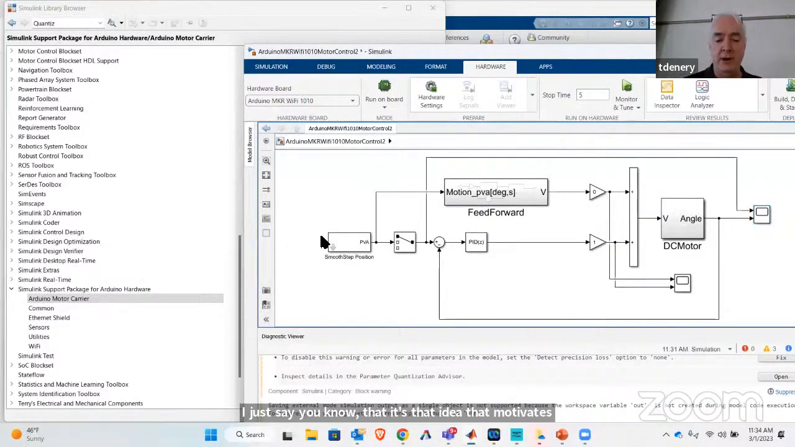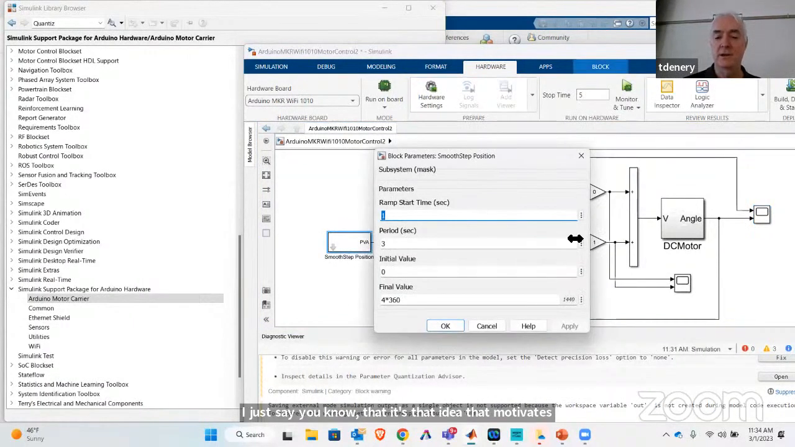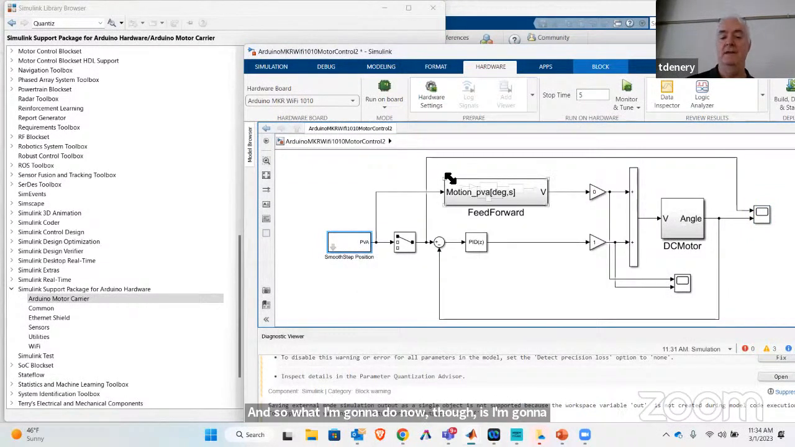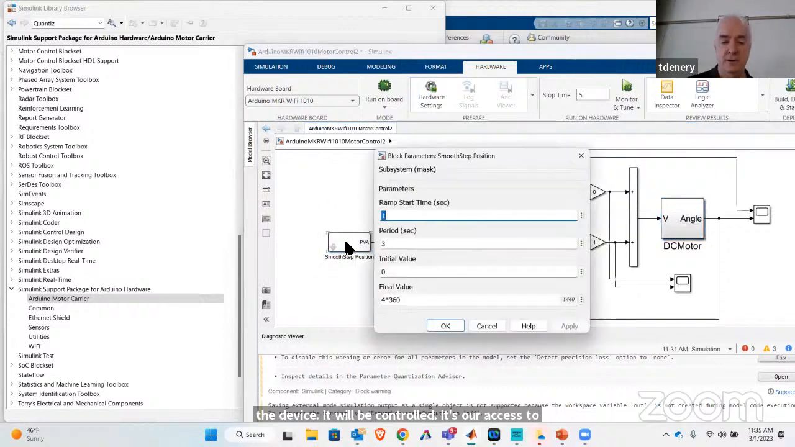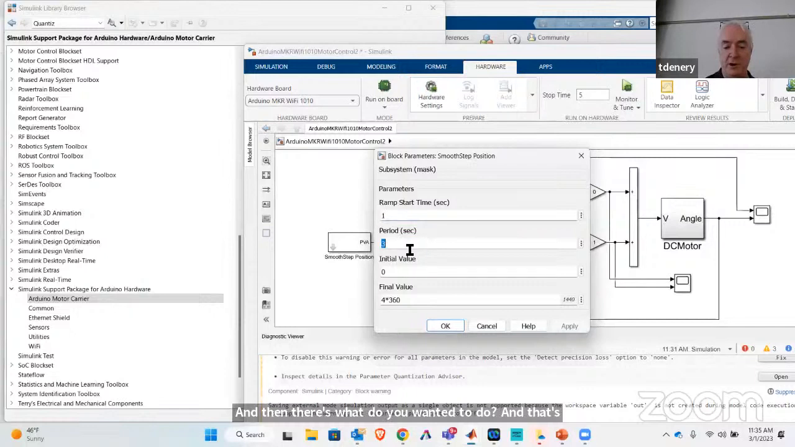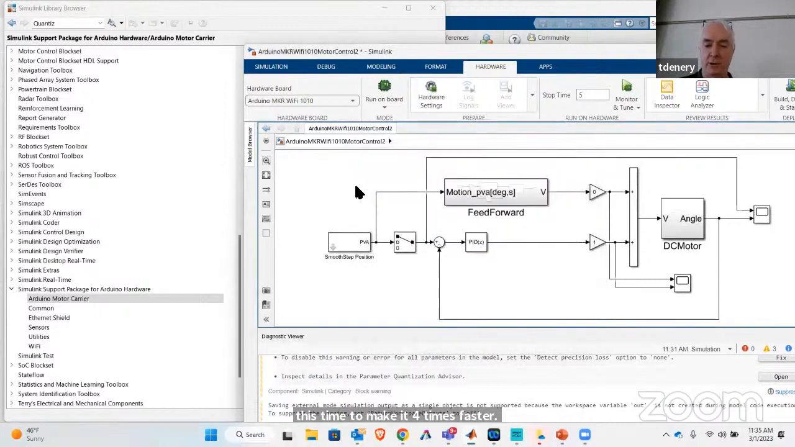Here are the 3 pieces that really capture my attention. These 2 together essentially are the controller. This is the device that will be controlled, our access to the motor. And then there's what you want it to do, which is our command signal. Let's make it do something a little bit harder this time. We're going to make it 4 times faster, so all of that happens in 3/4 of a second.